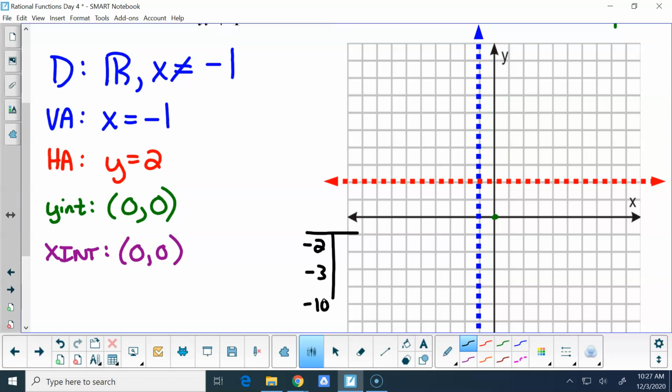Our function, once again, was 2x over x plus 1. 2 times -2 is -4. -2 plus 1 is -1. -4 divided by -1 is +4. Then -3 times 2 is -6. -3 plus 1 is -2. -6 divided by -2 is +3.